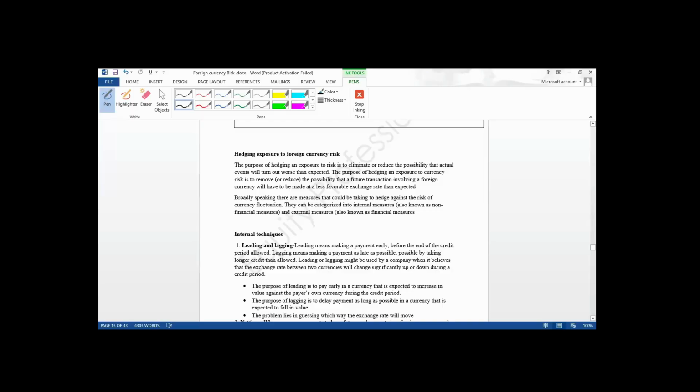The purpose of hedging your exposure to risk, foreign currency risk, is to reduce or eliminate actual events from turning out worse against you. You don't want the exchange rate to fluctuate and affect you negatively.